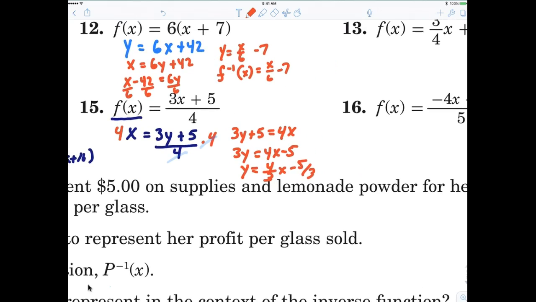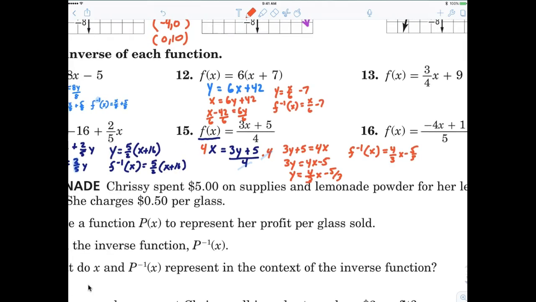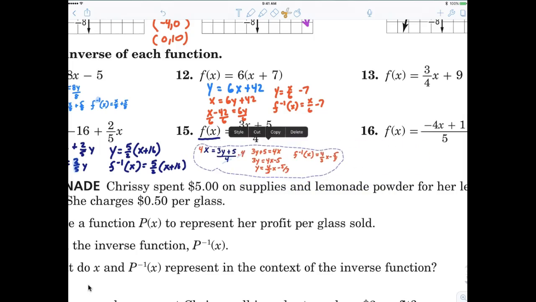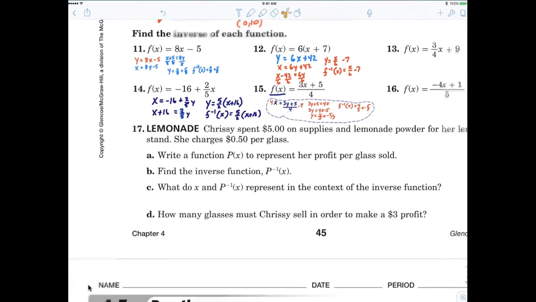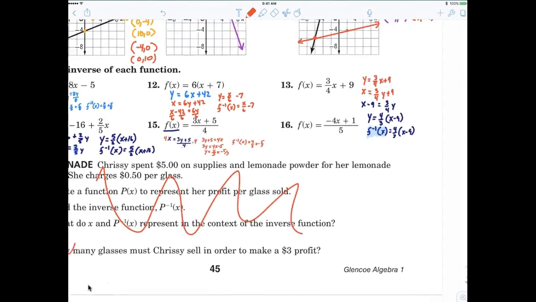Let's just go ahead and write the symbolism. F negative 1 of x is equal to 4/3 x minus 5/3. So I'm going to shrink that out of the way. That would be the final answer to question 15. Last one, because we're going to hold off on the word problems. When I get back, we'll talk more about those, so don't worry about that.